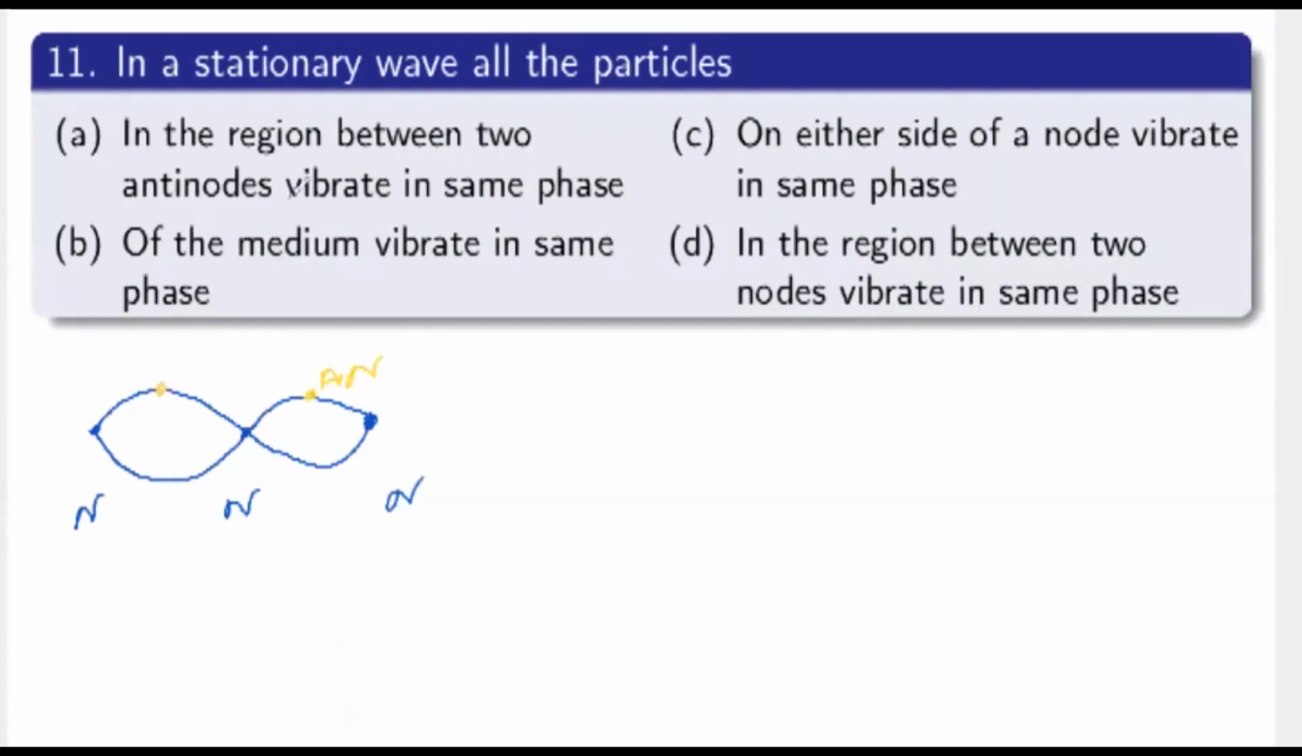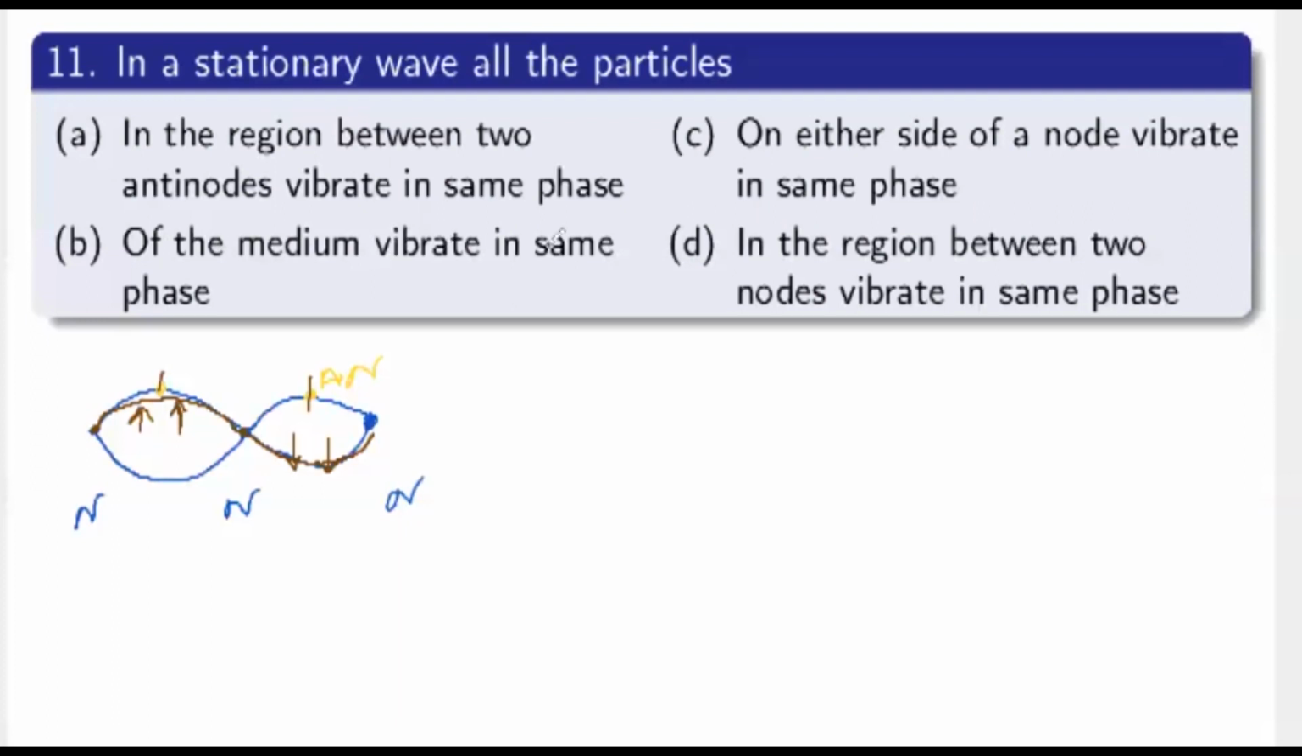Now, in the region between two antinodes, do they vibrate in the same phase? Two antinodes is this region. Are they in phase? No. When this part is going upward, another part is going down. So that means only the region between two consecutive nodes is in phase. It is rising upward, whereas the very adjacent region is moving downward. But if you compare with the region between two antinodes, this is an antinode, this is an antinode. They are not in phase, they are out of phase.